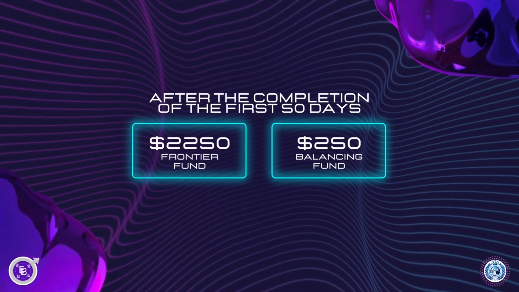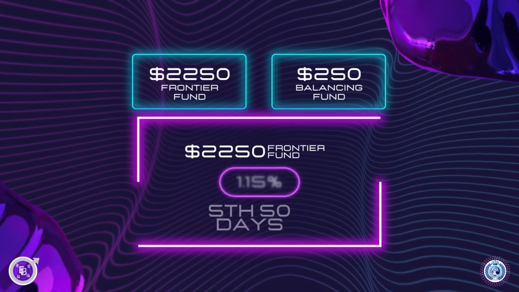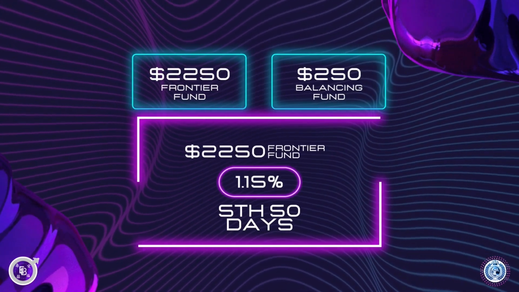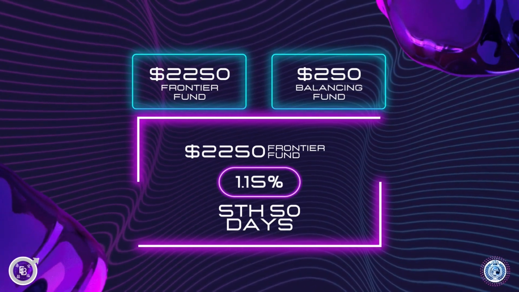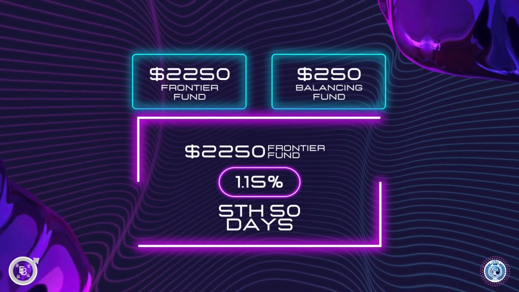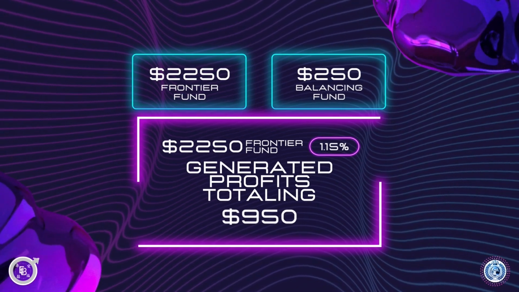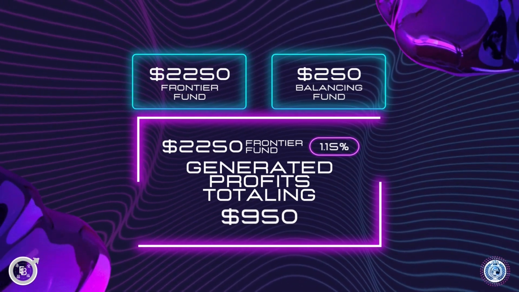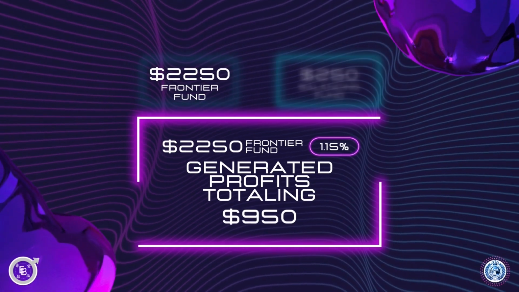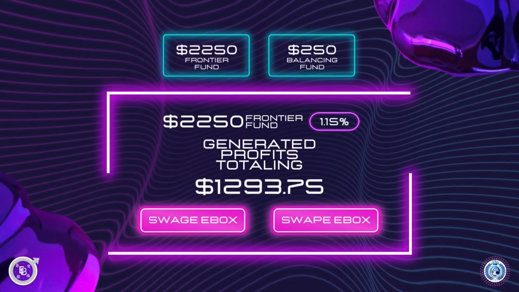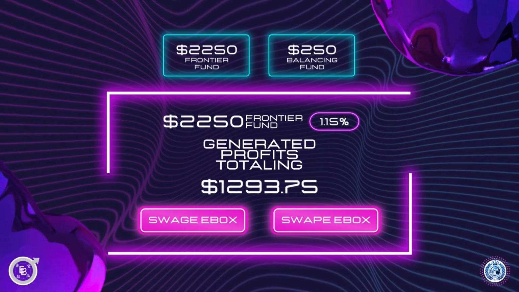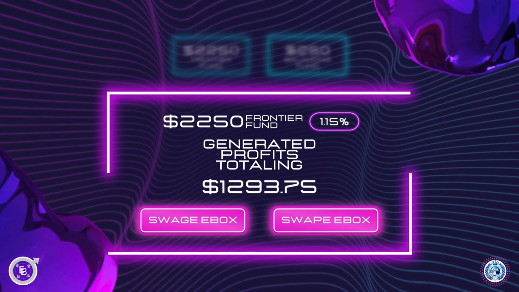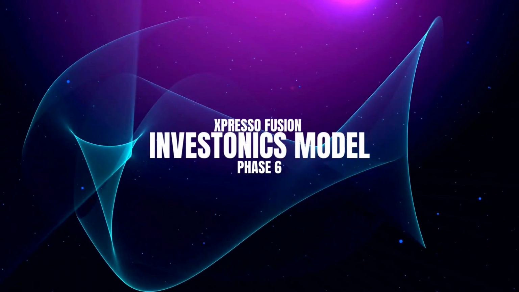Now again, following the same patterns, profit generation as 0.95 plus 20 equals 115 equals 115% daily for fifth 50 days. Now furthermore, your $2,250 of Frontier funds starts profit generation as 115% daily for fifth 50 days. The generated profits $193.75 will be credited or saved into your Swage eBox accounts and Swap eBox accounts as per index proposed. Now, let's explore the subsequent phases in our next and the last segment, i.e.